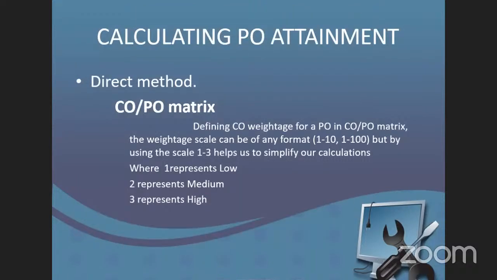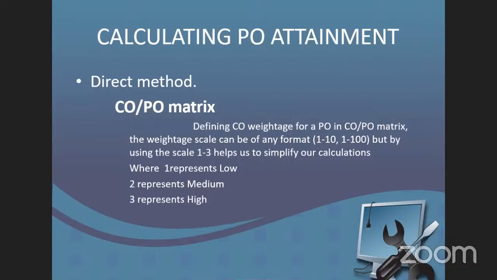So what is PO attainment? PO is nothing but program outcome. Collectively, if I achieve the CO attainments, the course outcomes, I will definitely attain the program outcome. Program outcomes are the 12 outcomes that I have: PO1, engineering knowledge; PO2, problem analysis; and PO12, lifelong learning. So if I achieve the course outcomes for all the courses, there is a close correlation between CO and PO.